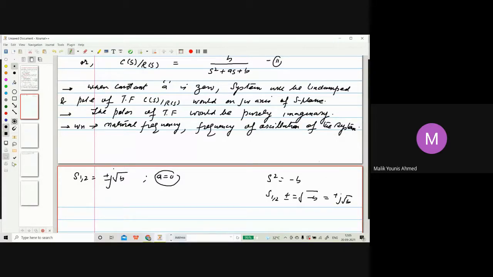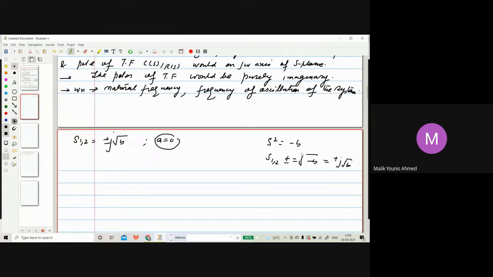So what is this b now? This is the frequency of oscillations without damping. So that means that's the natural frequency. It is the frequency of the oscillations of this system without damping. So we can say here omega n will be equal to under root b. This is a very important point.